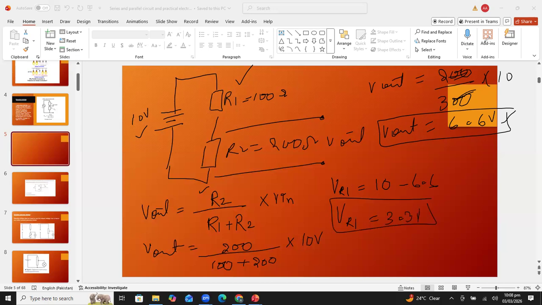Or if you want to use the formula, you just have to make one change. What is the change, students? We will replace R2 by R1. All right, we will replace R2 by R1 and we are able to calculate the voltage across R1. So it's a very simple circuit and you can see it's a simple series circuit.